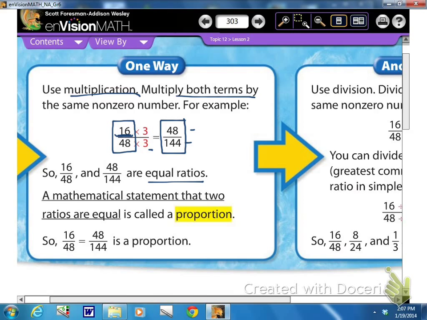So a mathematical statement that two ratios are equal is called a proportion. Make sure you get this down as a vocab, because we'll be talking more about proportions. So when two ratios are equal, it's called a proportion.